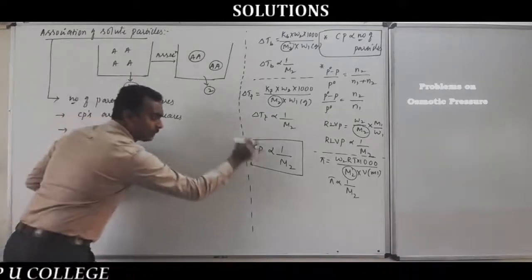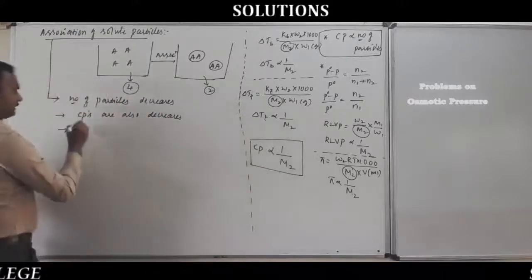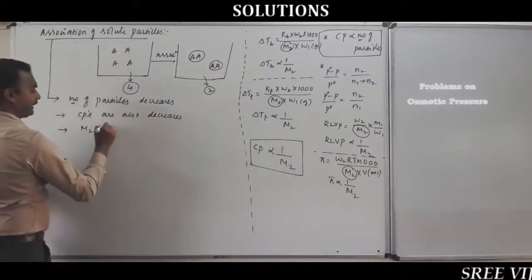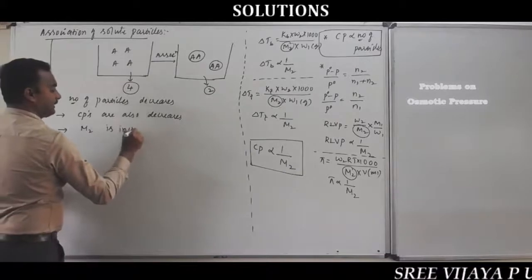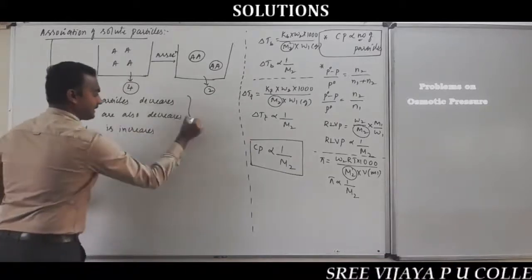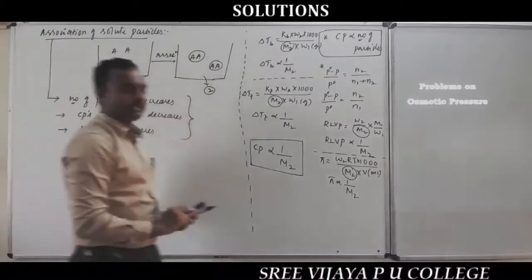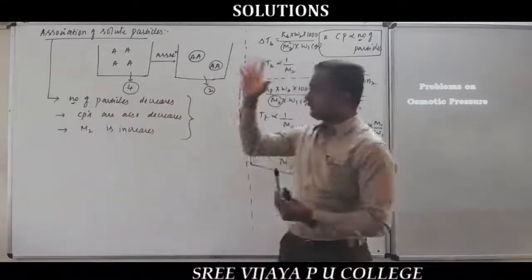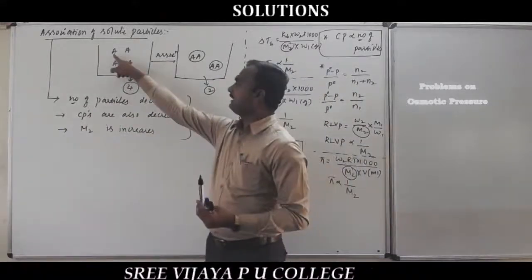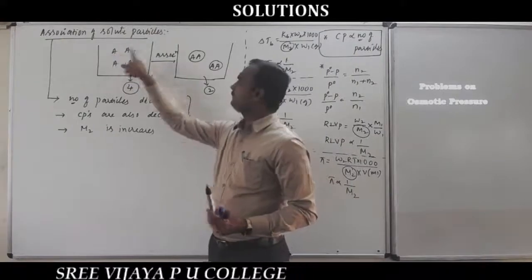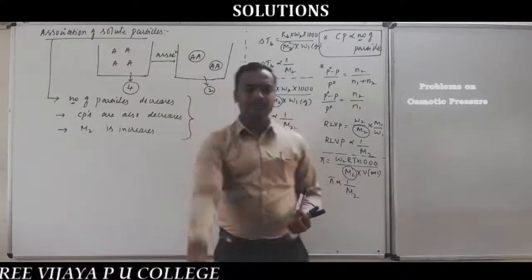Since the colligative properties decrease, what happens to the molar mass of solute? The molar mass of solute increases. These are very, very important points. So, for the explanation in the case of association, observe. Let me take A as the particle. Before the association, let me take the molar mass as 30.